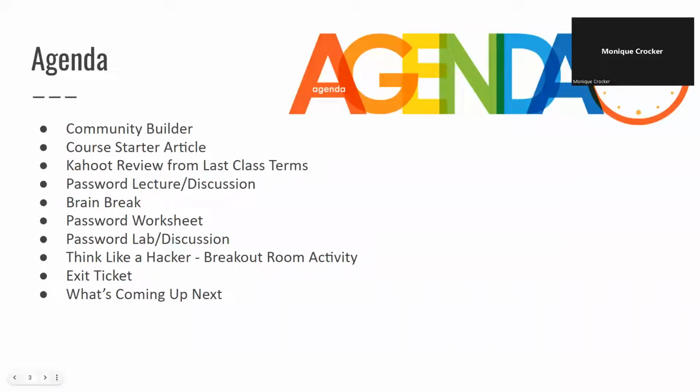Today, what you can expect: a little community builder, a course starter article, and a Kahoot review from last class. We're also going to have a password lecture and a little discussion with each other. We'll have a little brain break so you can chill out and relax for a few minutes. We'll have a password worksheet, a password lab and a discussion. We'll do a Think Like a Hacker activity, which is a breakout room activity, and we'll have an exit ticket.